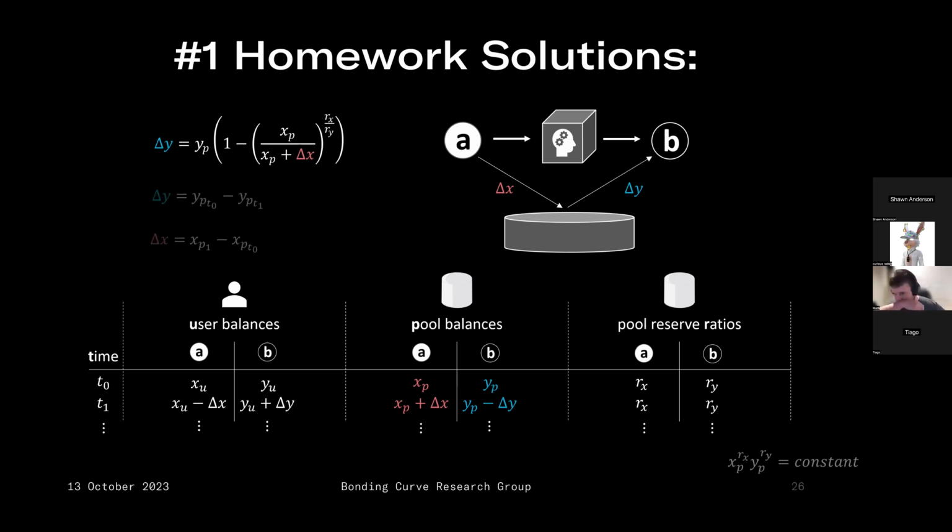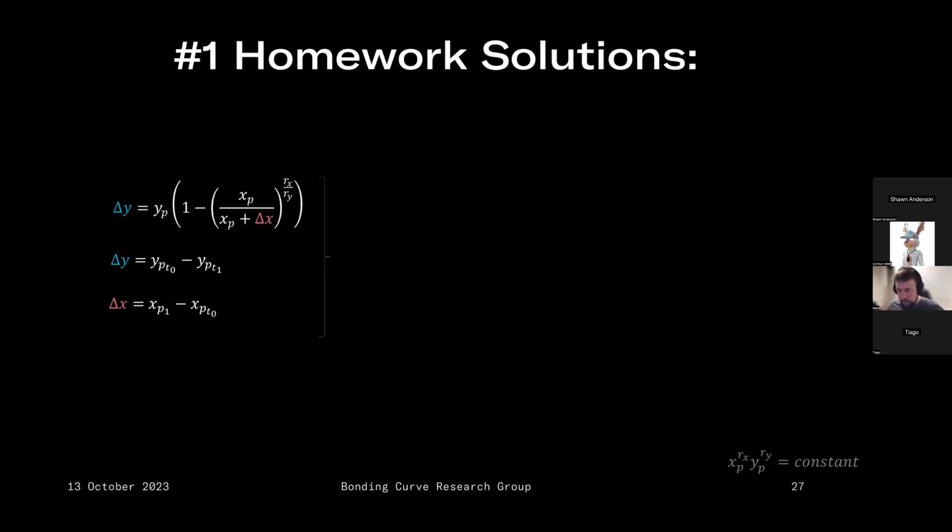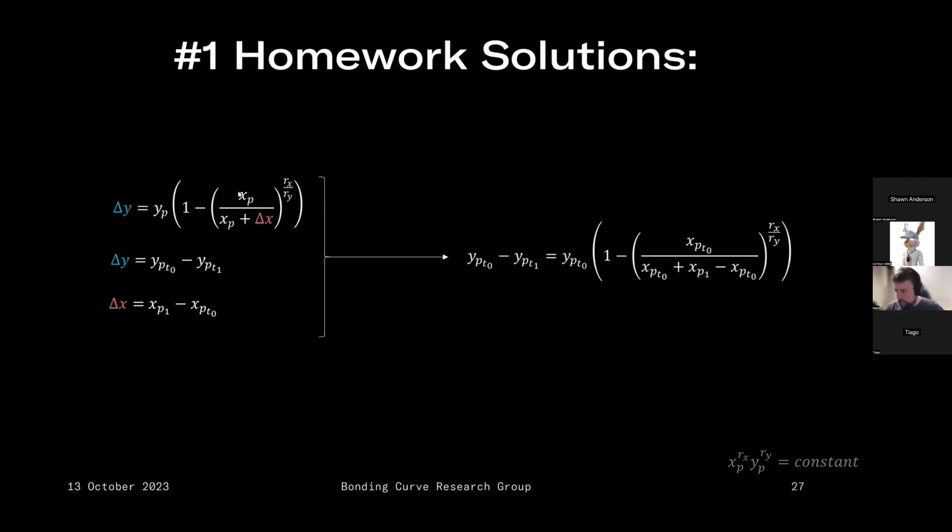And so this just means that when we're calculating delta Y, it's important to take the amount that the pool started with and subtract the amount that it ended up with. And for delta X, we do the opposite. We take the amount that the pool ended up with and subtract the amount that it started with in order to get these two values. This isn't the only way to solve it, but I think it's the fastest once you've come to that realization, because here we can basically just sub delta Y and delta X for these two expressions, which brings us to here.